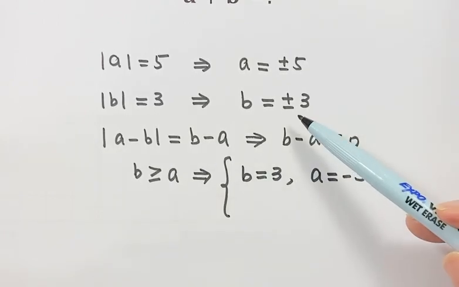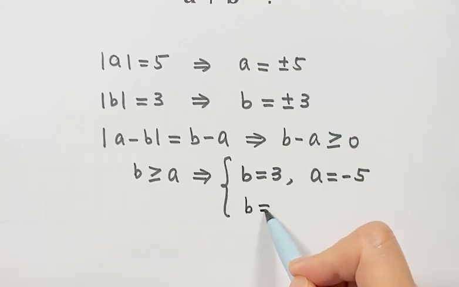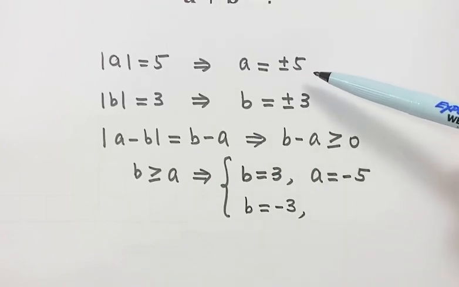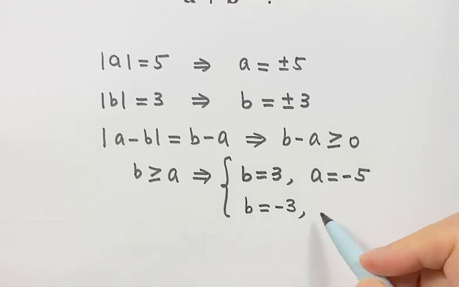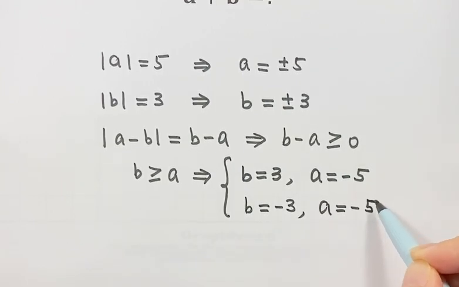Then let's check the second case, B equals negative 3. Also compare with A here. Negative 3 is only bigger than negative 5, so here A is also equal to negative 5.